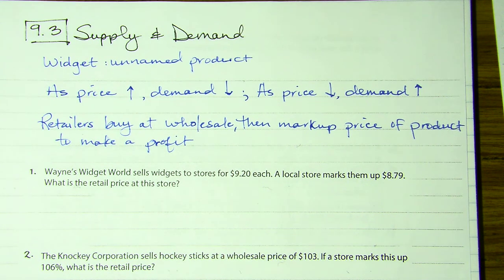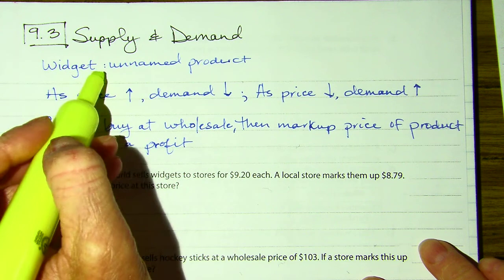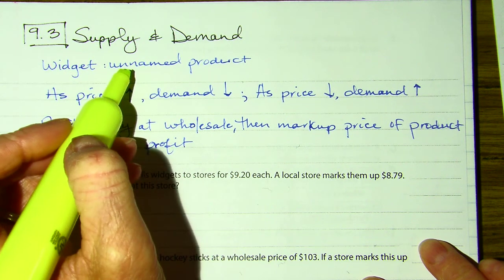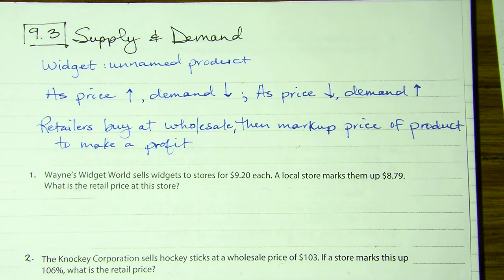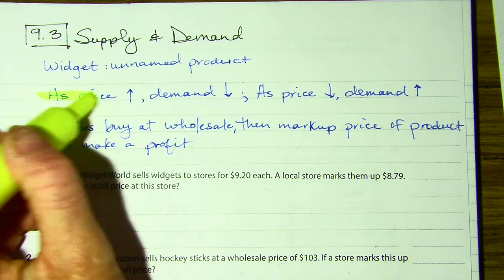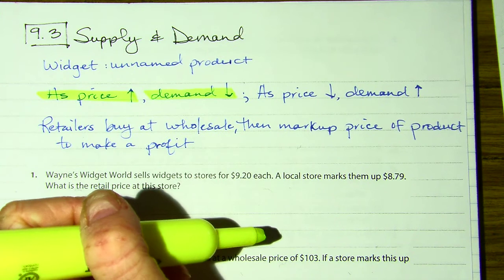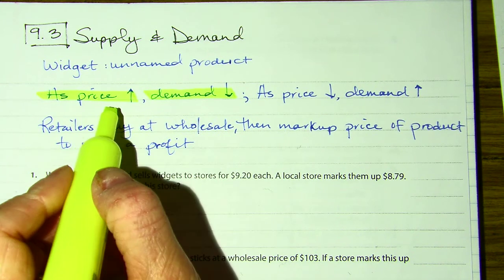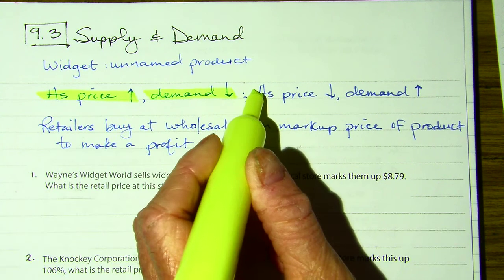how companies price their product greatly depends upon the demand. So something to remember. You're going to see the word widget a lot, and that is just any unnamed product. So it's just kind of a hypothetical, if this company makes this widget, so forth. But something to remember, as the price of a product increases, the demand for it decreases. So same with, and it affects supply, but as the price decreases, the demand increases.